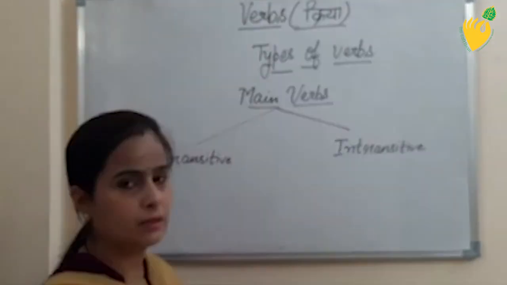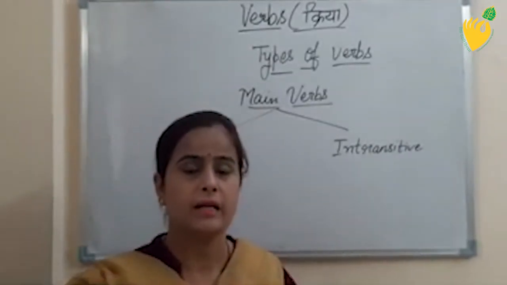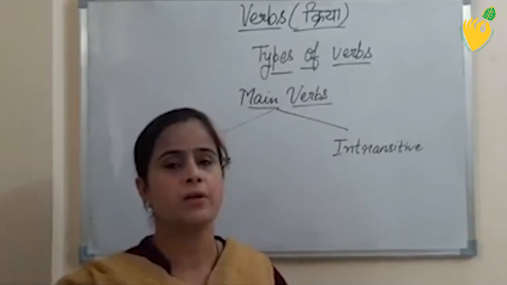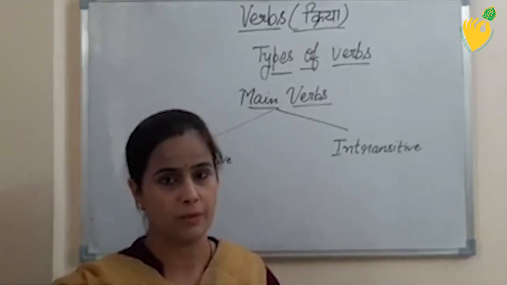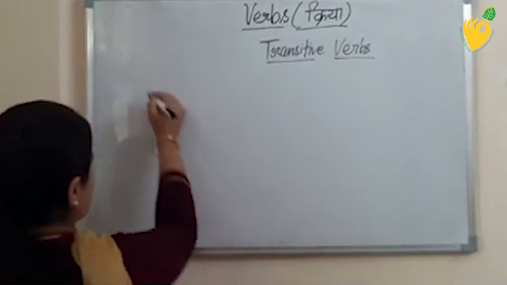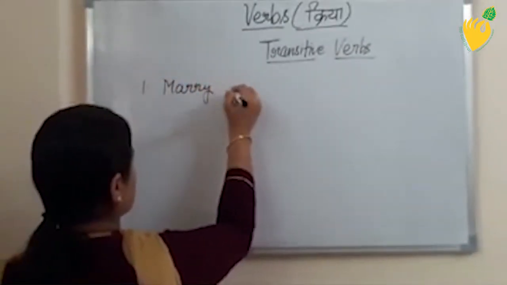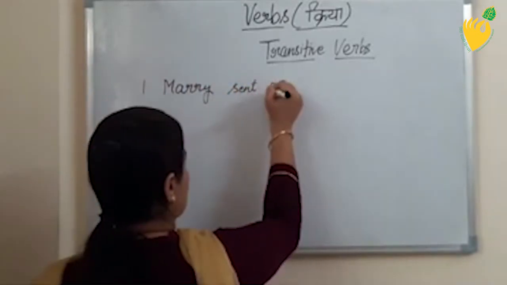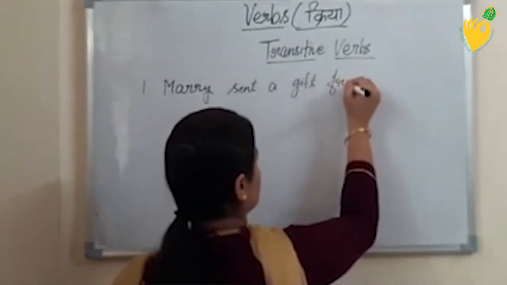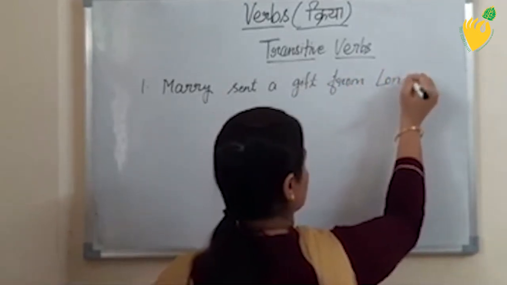Transitive verbs are the verbs which need an object to complete its meaning. Without an object, these verbs are not able to give the meaning properly. Examples of transitive verbs: first one is, Mary sent a gift from London.